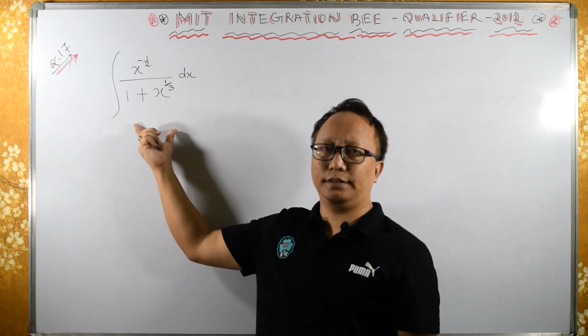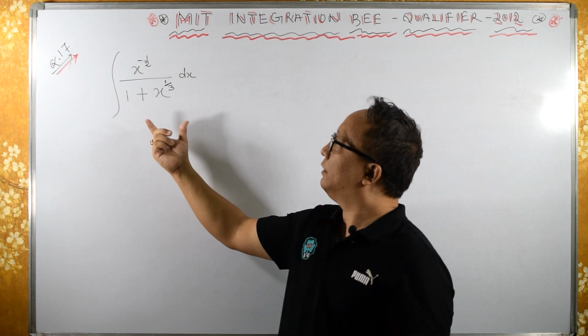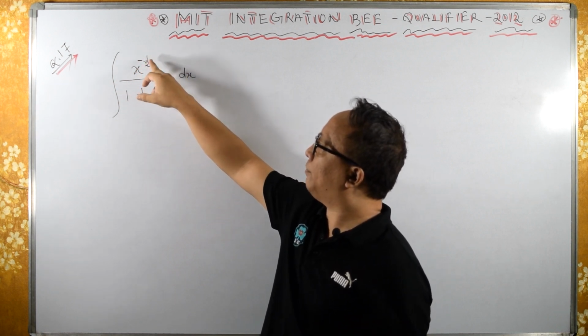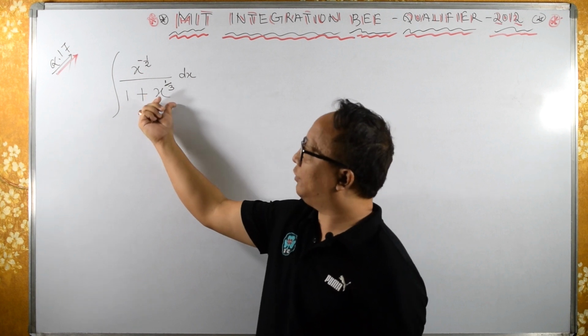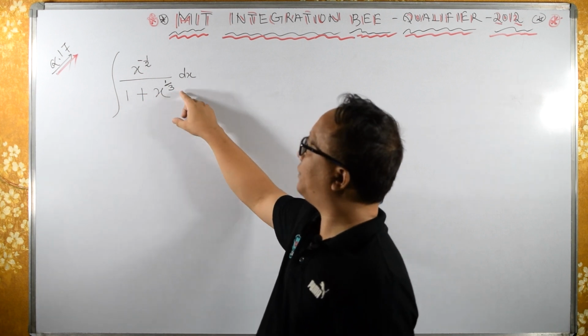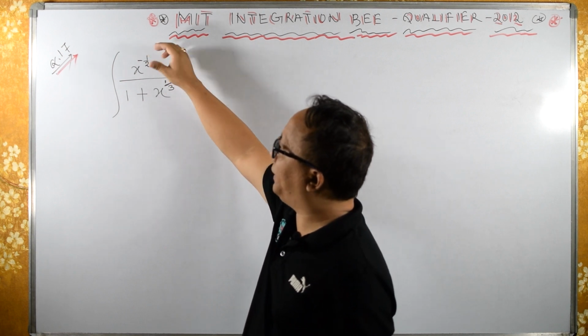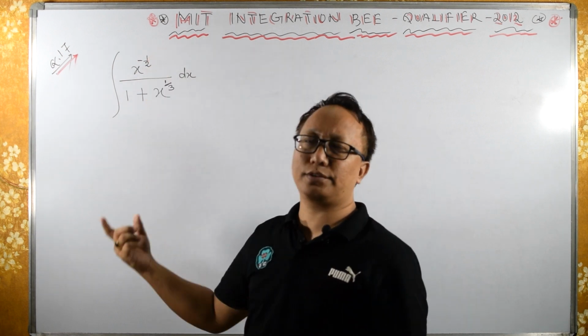Let's solve this. This integral is very easy. Look here, we have this expression x raised to minus 1 by 2. Here in the denominator we have x raised to 1 by 3. So let's try to bring these fractions into some integer.